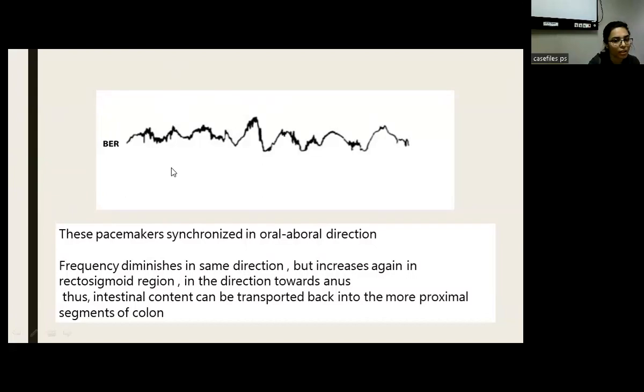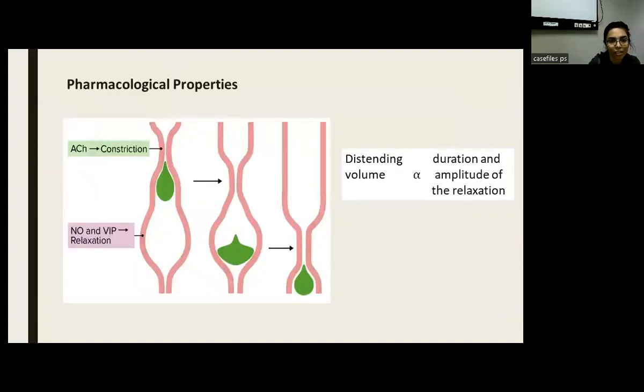Thus, the intestinal content can be transported back into the more proximal segment, which causes storage in the rectum. The pharmacological part of this is that when there is content in the bowel, the oral part of the bowel constricts by the cholinergic nerves secreting ACh, and the aboral part of the bowel relaxes by the non-adrenergic, non-cholinergic nerves which secrete nitric oxide and VIP. In this, the volume of distension is directly proportional to the duration and amplitude of the relaxation.